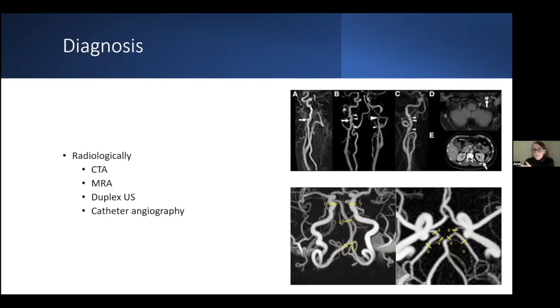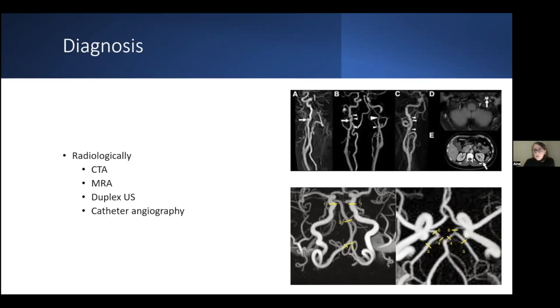So a CTA is preferred, but if a CTA is contraindicated for any reason, then an MRA is a suitable alternative. A catheter angiogram is a more invasive test whereby we are inserting a guide wire into the vessel and doing x-rays to have a proper look at the dye as it goes through that vessel. The benefit of a catheter angiogram is that as well as being diagnostic, you can also do an intervention during the catheter angiogram if you have a very severely diseased vessel as a result of your FMD.